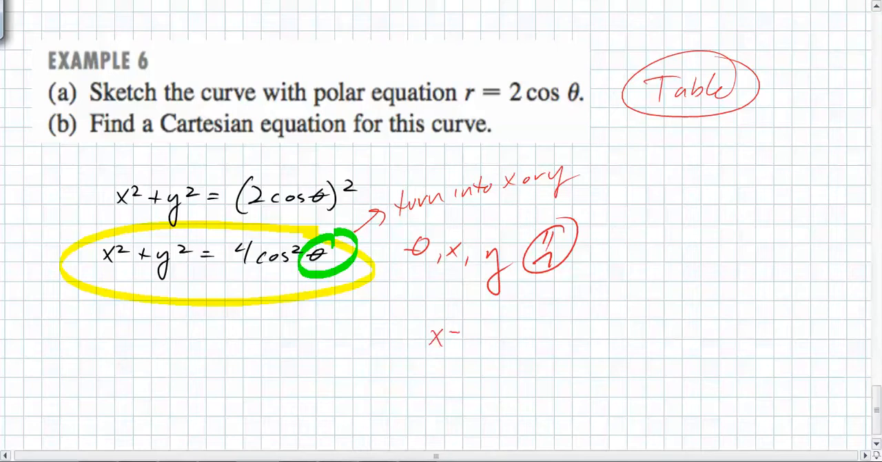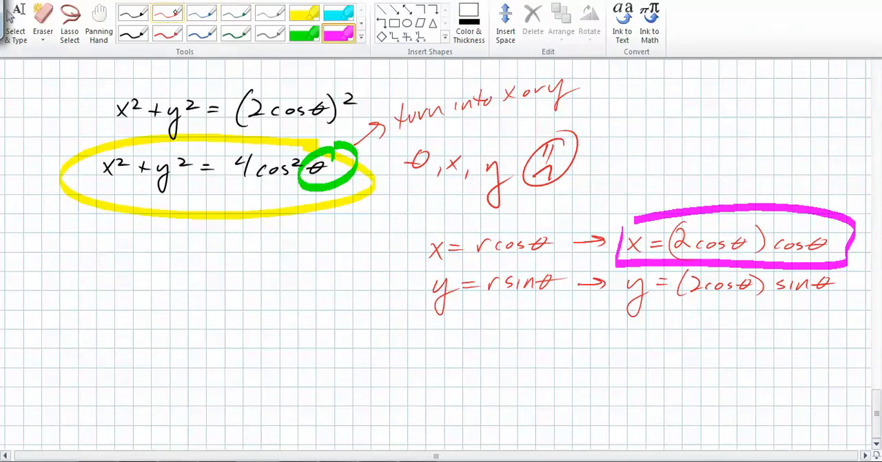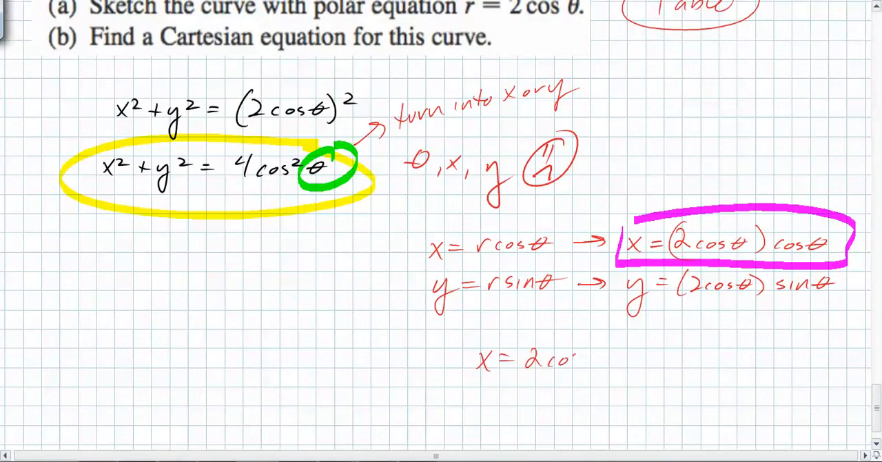Well, what do we know x is equal to, kids? And what do we know y is equal to? So if we know that x is equal to r cosine theta, what does r equal? 2 cosine theta times what? Times cosine theta. And what does y equal to? 2 cosine theta times sine theta. Which one do we actually want? Hey, we have this right here. So what is x? x is equal to 2 cosine squared theta.